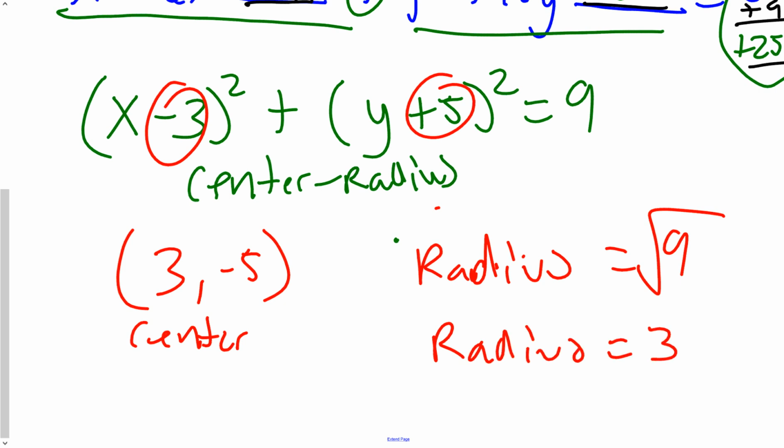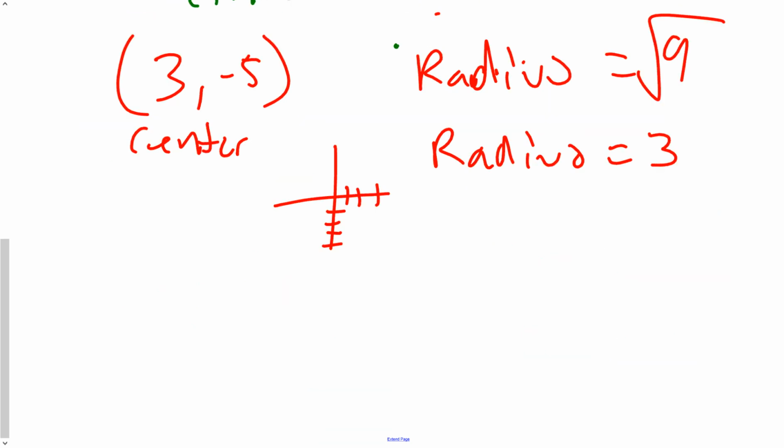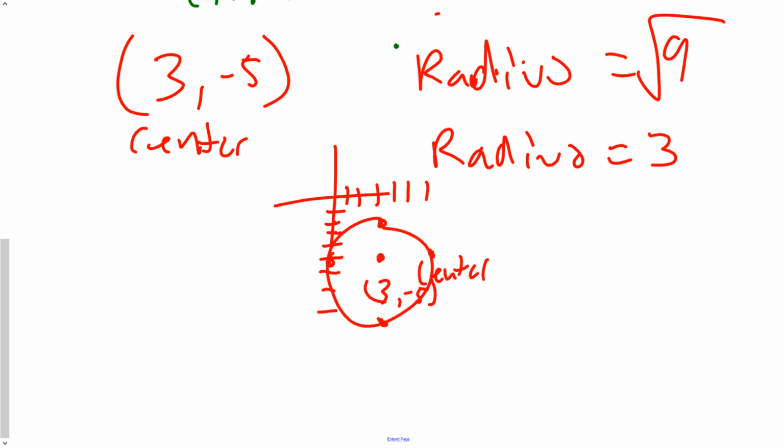And then you could graph this. Go over 3, 1, 2, 3, go down 5, 4, 5. Graph that point, there's your center at (3, -5). And then I could go over 3, 1, 2, 3. I could go down 3, 1, 2, 3. I could go left 3, and then up 3, 1, 2, 3. And draw my circle.